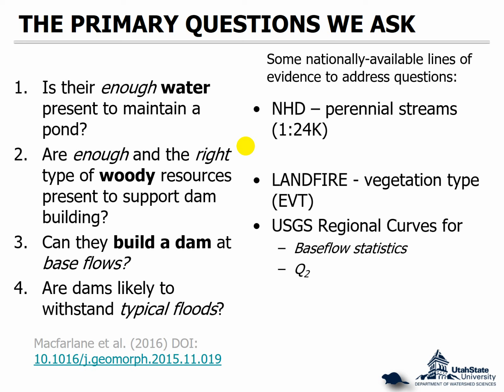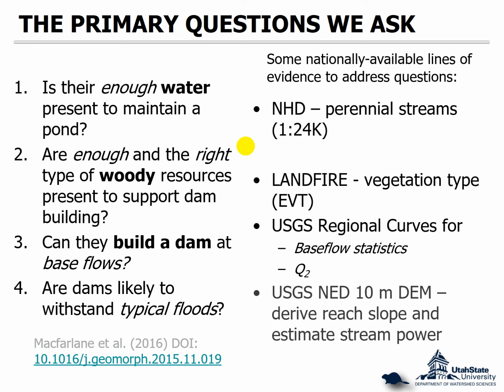We can use regional curves from the USGS to get at base flow and typical high flow statistics, which, when combined with the nationally available 10-meter DEM, which we can derive reach average slopes for, we can estimate stream power. So we have a way of leveraging freely available national data to hopefully approximate these things.